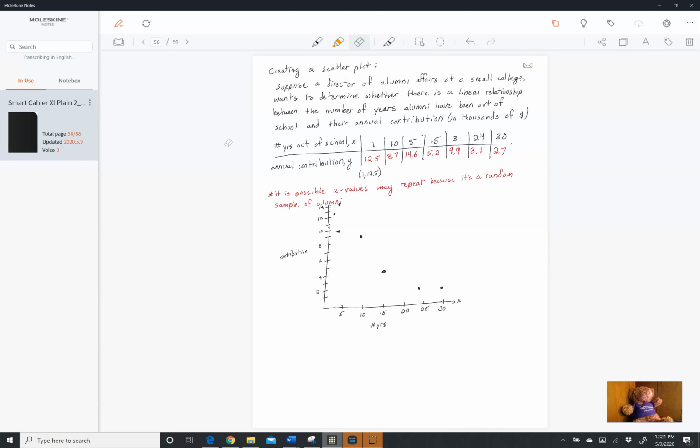Okay, so it looks kind of like this. Well, what does this look like? This kind of looks like a negative correlation, okay? It's not a lot of data points, so it's a little hard to see, but it looks like it's kind of negative, okay? So negative correlation.